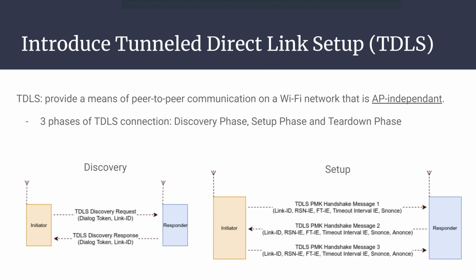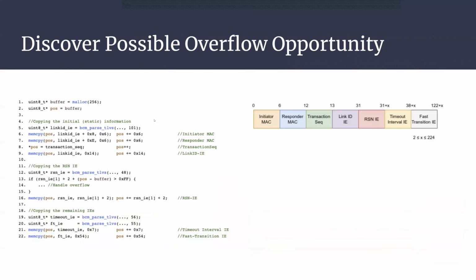And second, to set up a connection, a three-way handshake needs to be done. This handshake not only indicates the success of establishing the connection, but also derives a TDLS peer key, short for TPK, to secure the traffic. And finally, the two peers can exchange traffic once the connection is created. If one side wishes to end the connection, it will send a TDLS teardown frame. Upon reception of such a frame, the TDLS peer will remove the connection and free up all of the related resources. And now let's look into detail and figure out where some possible overflow opportunities are.